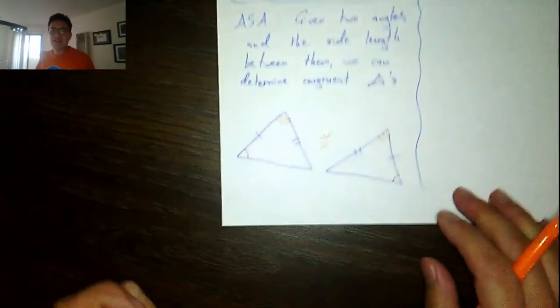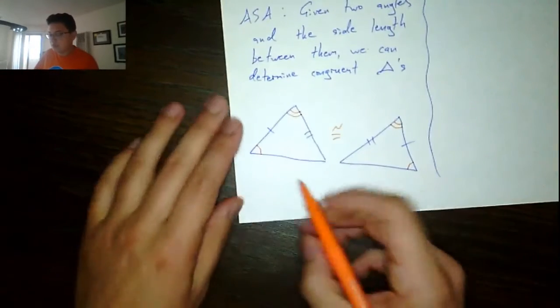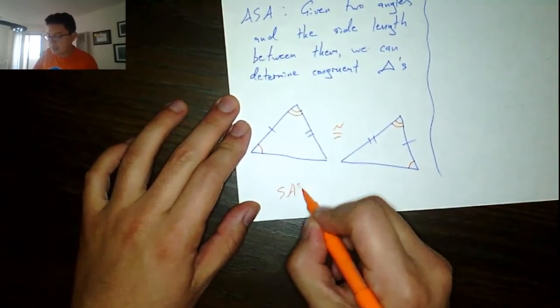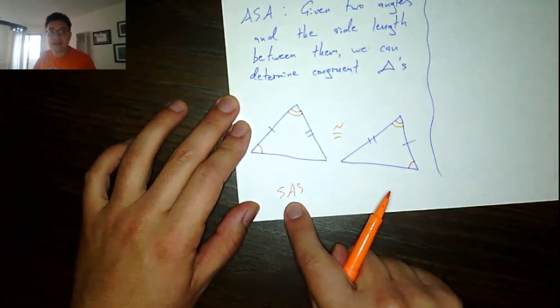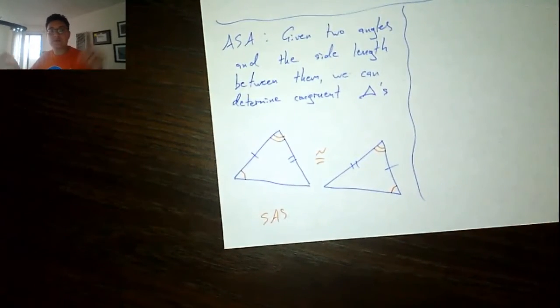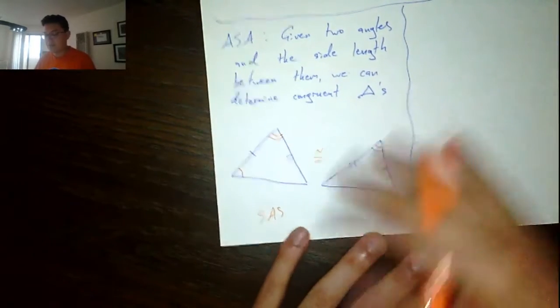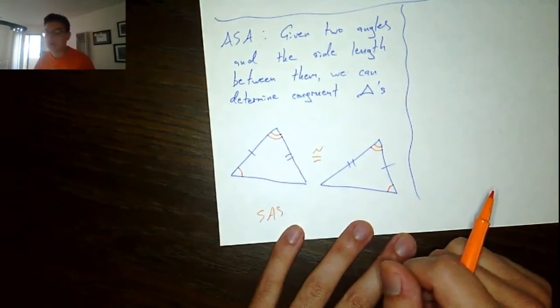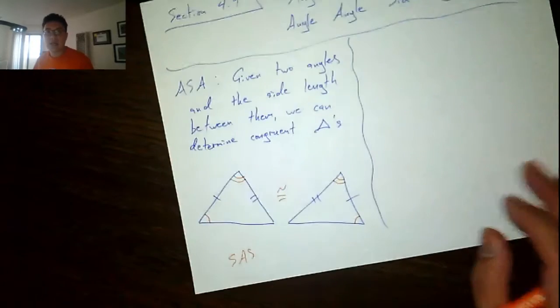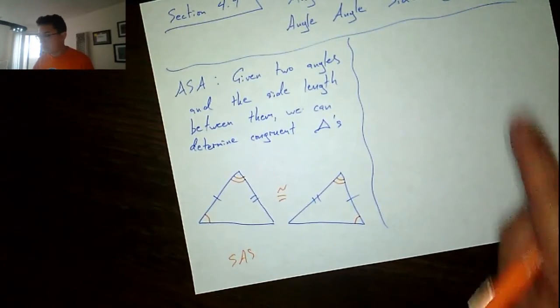Okay, this is kind of the reverse thinking of the SAS rule that we had. With SAS, we had two side lengths and then the angle in between them. This is the reverse. We have two angles and a side length in between them. So if we have two angles and a side length in between them and everything's congruent with the other triangle, then the two triangles will be congruent. Okay, so that's ASA. I'm going to do AAS next.